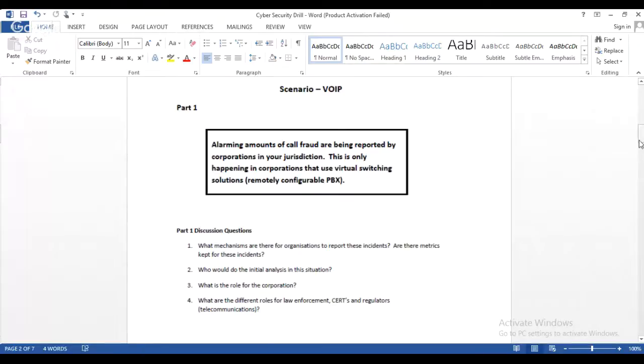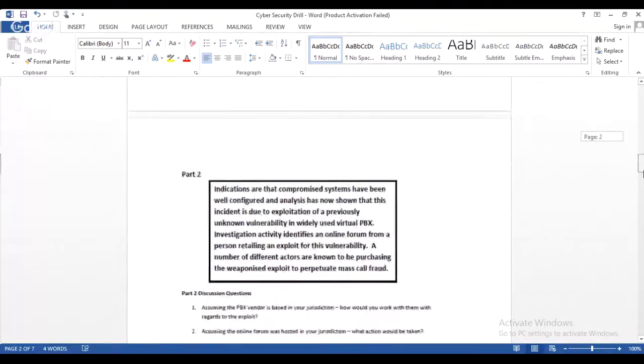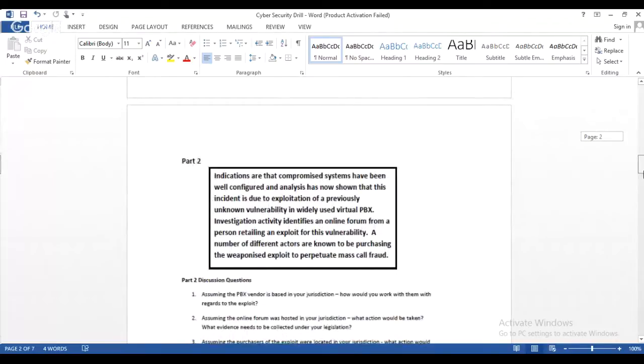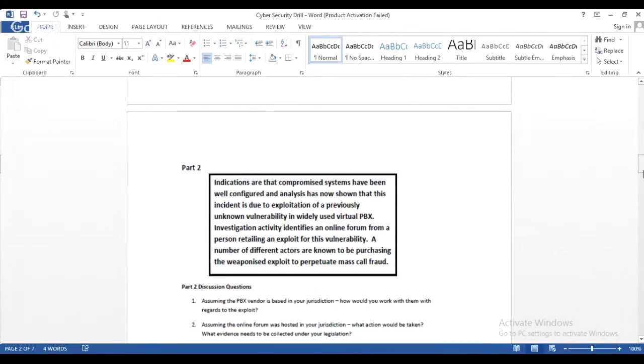So that just covers the first part of the VoIP scenario. Let's move on to part two. In the second part, indications are that the compromised systems have been well configured, and analysis has now shown that this incident is due to exploitation of a previously unknown vulnerability in a widely used virtual PBX. Investigation activity identifies an online forum post from a person retailing an exploit for this vulnerability. A number of different actors are known to be purchasing the weaponized exploit to perpetrate mass call fraud. So, first question, Malith.